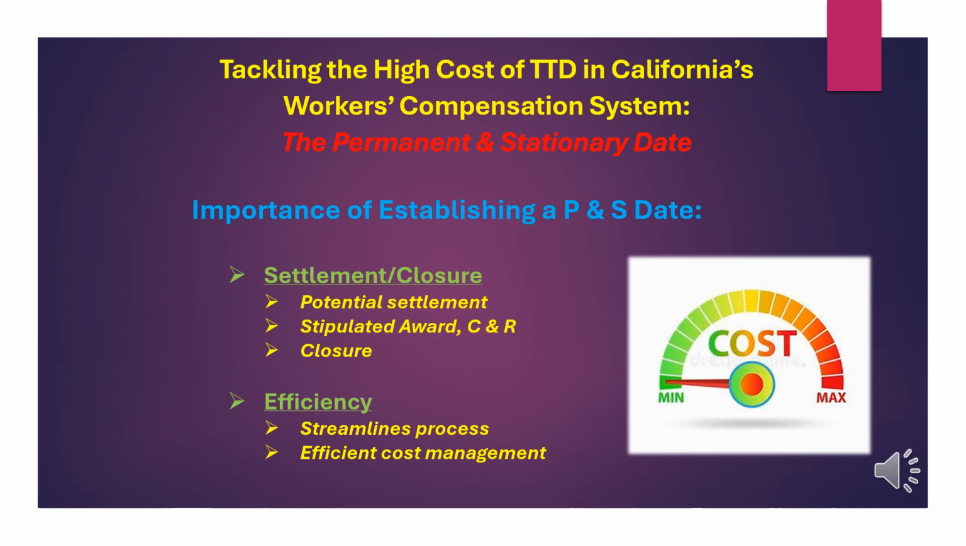Now, continuing on the importance of a correct permanent and stationary date declaration, we come to settlement and closure. Now, establishing a P&S date allows for the potential settlement of the claim through a stipulated award or compromise and release. Now, this can provide closure for both the injured worker and the employer.